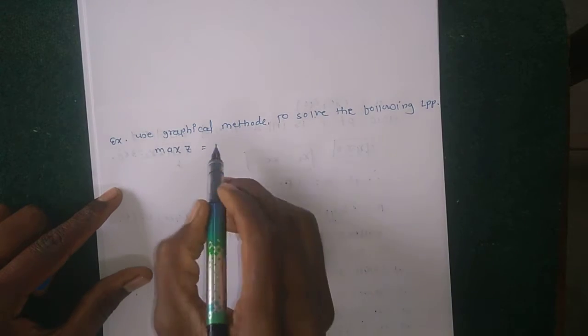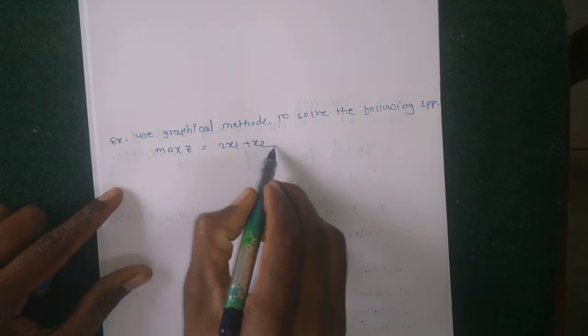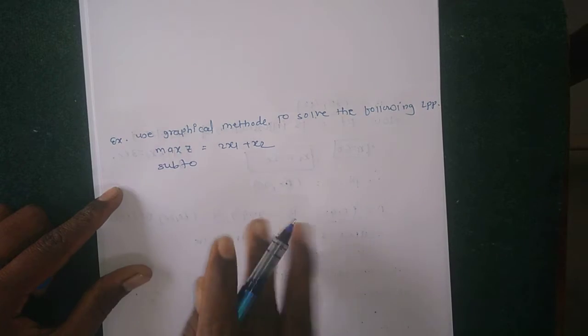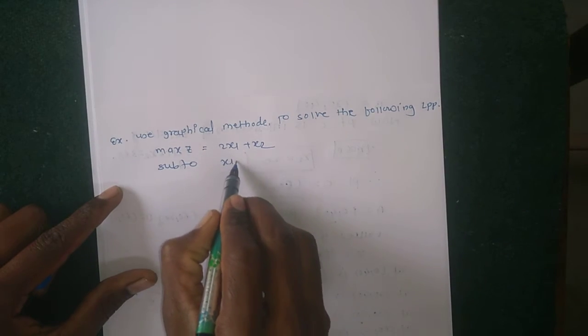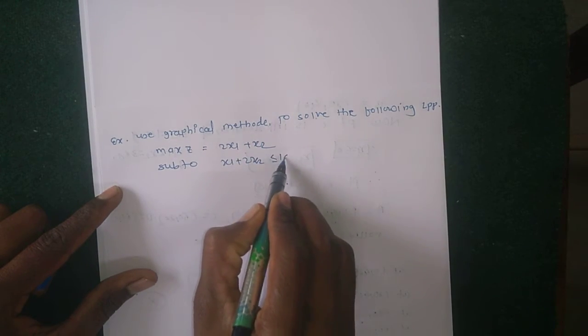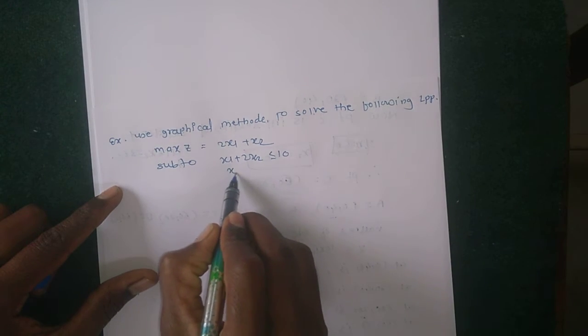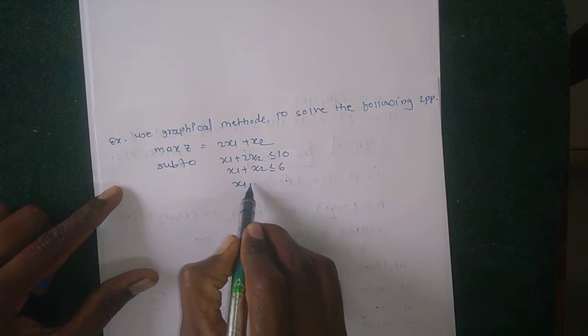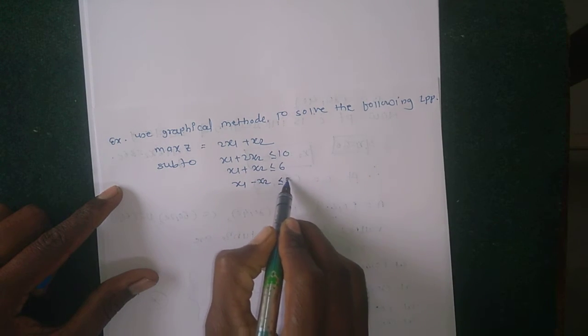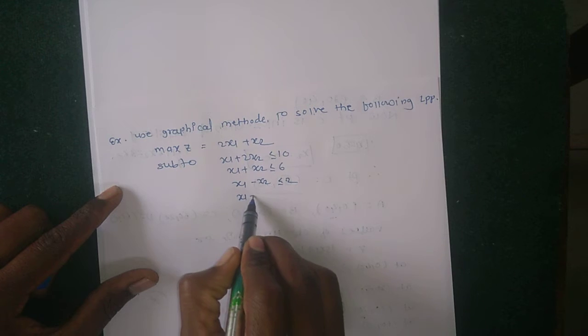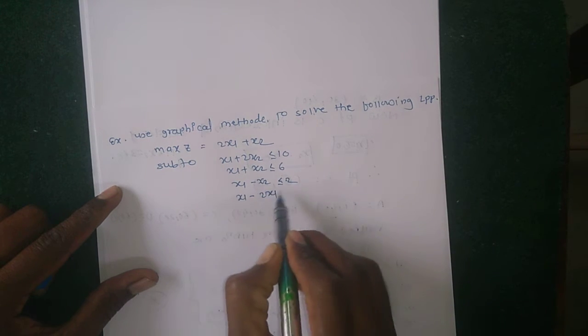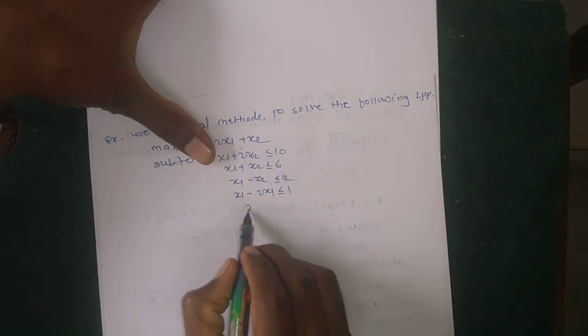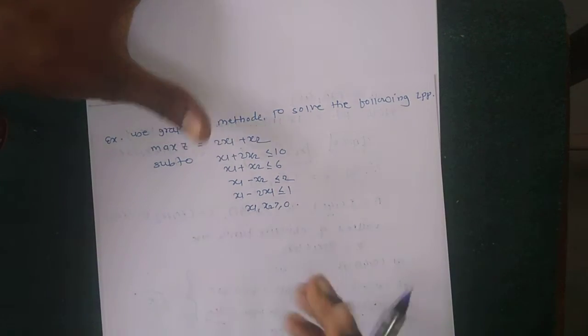Maximize Z is equal to 2x1 plus x2, subject to constraints are given that x1 plus 2x2 is less equal to 10, then x1 plus x2 is less equal to 6, then x1 minus x2 is less equal to 2, and x1 minus 2x2, this is also less equal 1. Okay, so all constraints are given that less equal type, and lastly condition is non-negativity condition.